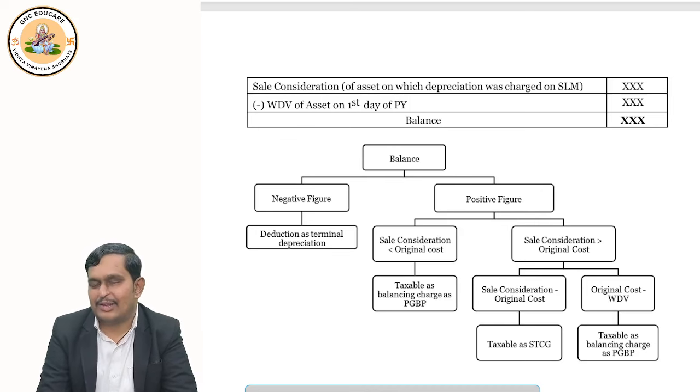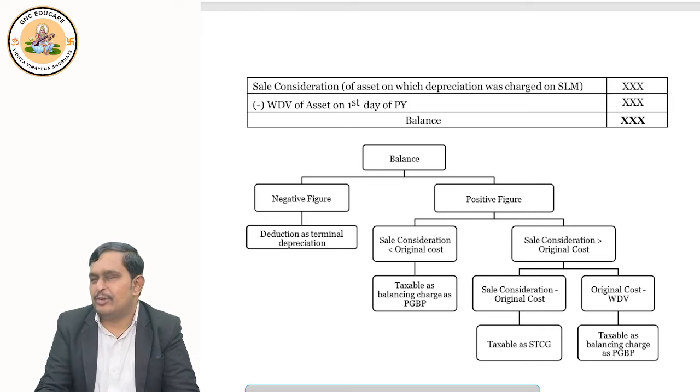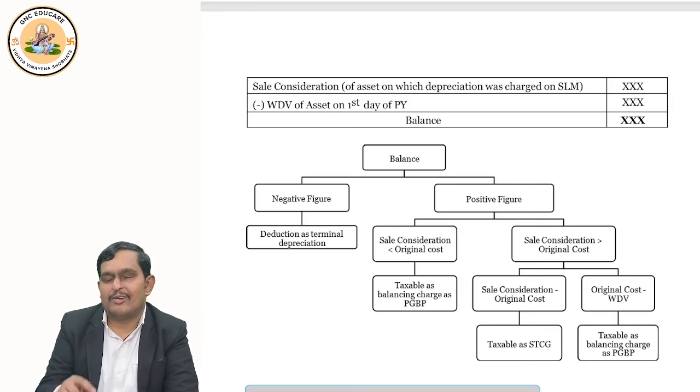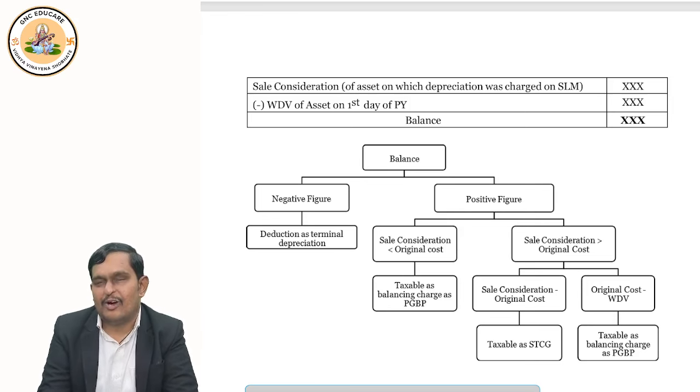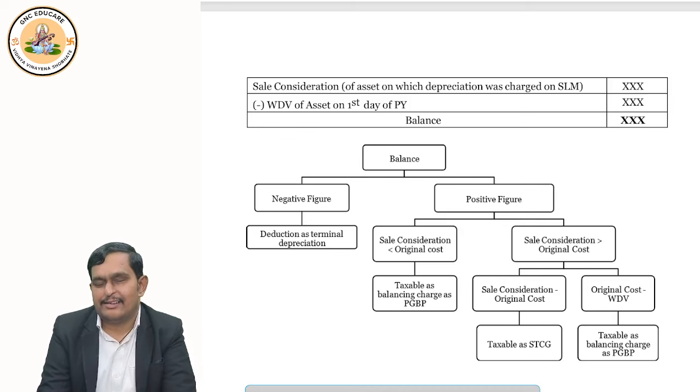Okay, this is what I had to explain. Now I feel you understood. Write down properly the data: sale consideration you write, original cost you write, WDV you write. If sale consideration minus WDV is a loss, then definitely terminal depreciation. If it is profit, then compare, is original cost greater than sale consideration or less than sale consideration? If original cost is more than sale consideration, then no problem at all. Simple. Sale consideration minus WDV is your balancing charge.